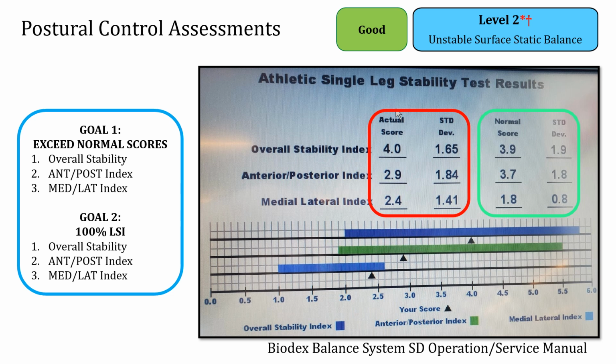Once again, goal number 1 is to exceed normative scores for each of the different score categories. And then goal number 2 would be 100% limb symmetry indices as compared to the other side.